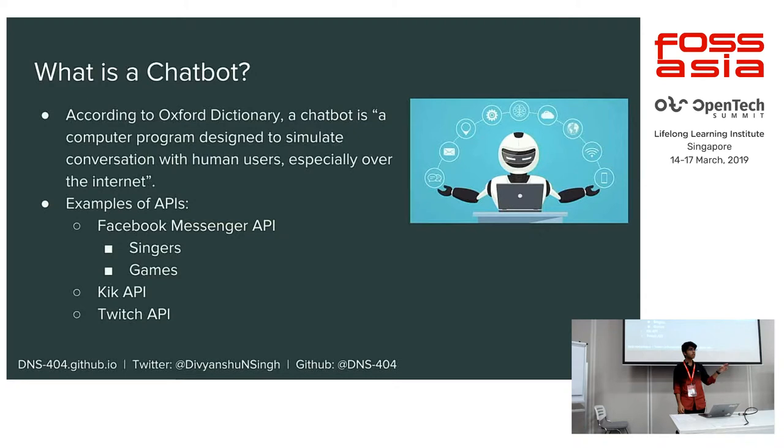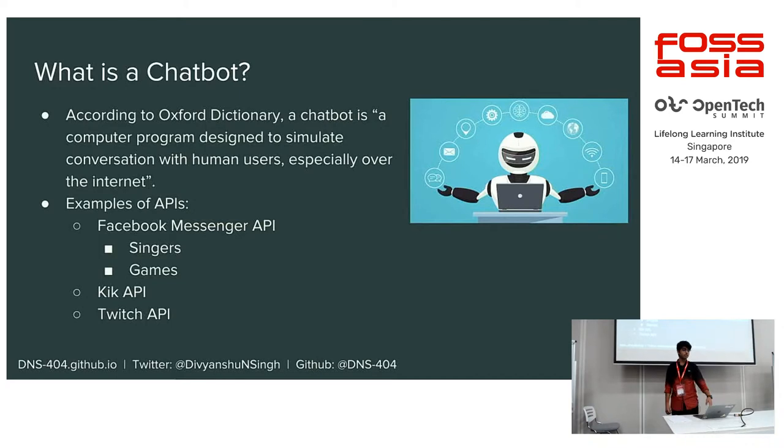With Facebook, the most famous type of bots are the singers. Let's say I'm a singer, I have my songs, then I can create a chatbot which the users will use to listen to my songs. They can say that they want to hear the latest song that you released in 2019. That's what they can do. Also, game chatbots can be created using the Facebook API. They're role playing games. A situation will be given, you'll make a decision, then the next situation. All of this is done using chatbots. You can also use the Kik API to create Kik chatbots, and Twitch. Twitch is an online video streaming gaming platform. Okay, so let's move on.